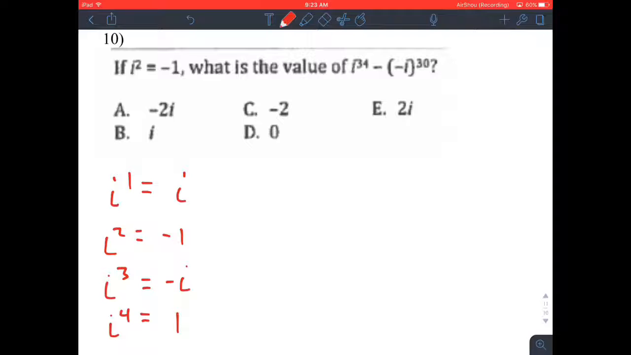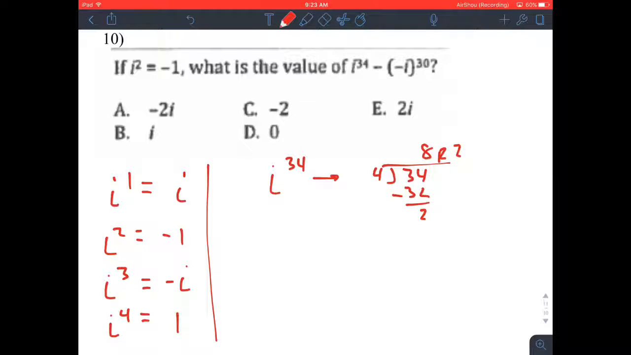So if we're looking at what we're trying to figure out for this, i to the 34th, I'm going to take the exponent, I'm going to divide it by 4. 4 goes into this 8 times. 8 times 4 is 32. We got a remainder of 2. So that tells us that i to the 34th is going to equal negative 1. So let me write that down. i to the 34th equals negative 1.